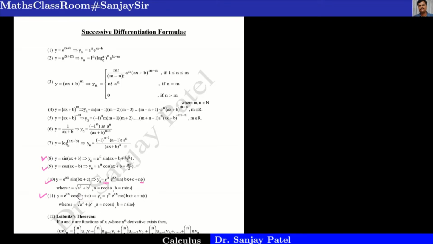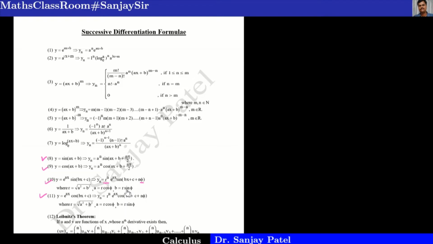R is given by square root of a square plus b square. What is a and b? A is the coefficient of x in the power of e, and b is the coefficient of x in the sine function's argument. So we have to find a and b and find the value of r, that is square root of a square plus b square, and then we can find the value of phi using these two equations: a is equal to r cos phi and b is equal to r sin phi.